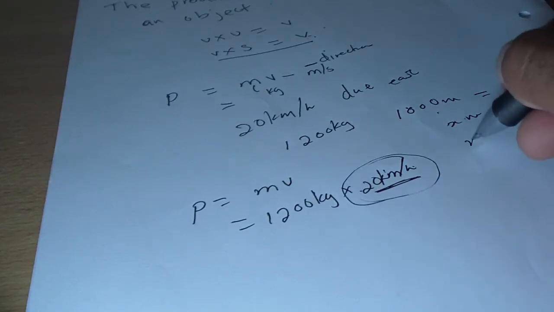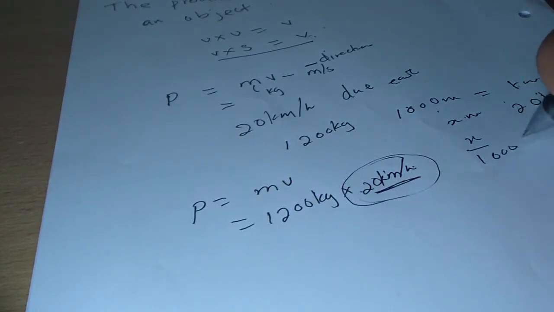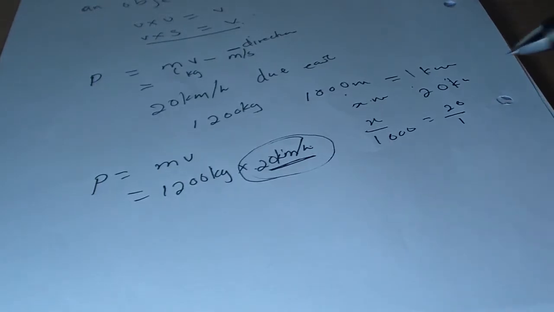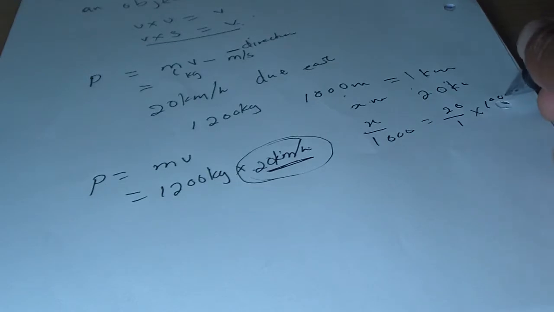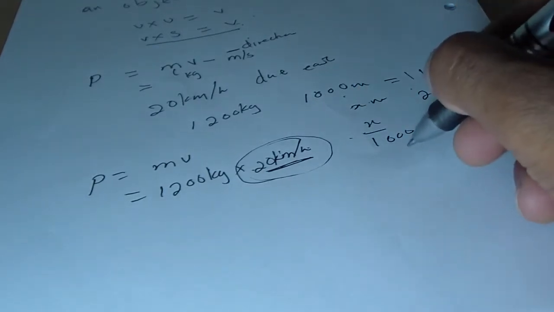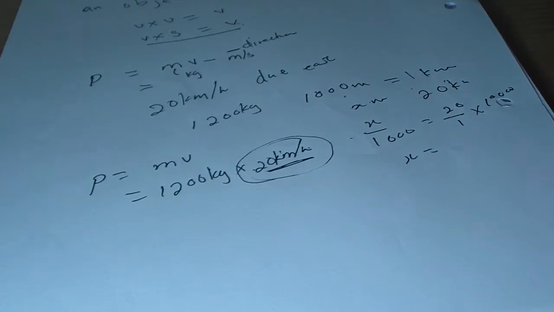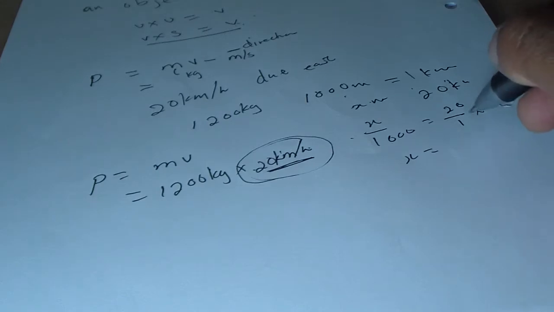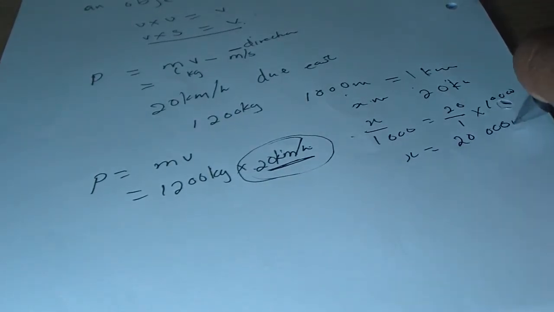So what does that mean? x over 1000 is equal to 20 over 1, because that's 1 there. In other words, we're simply going to multiply both sides by 1000. Here I'm just trying to show you how to do this without a calculator. So 1000 times 20 will give you 20,000 meters. So this is 20,000 meters.